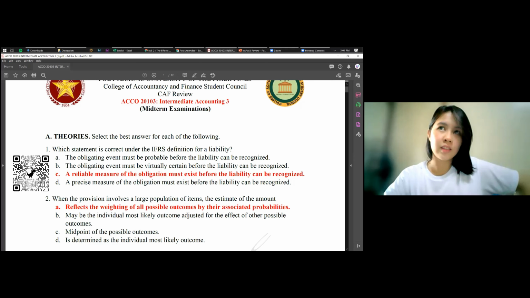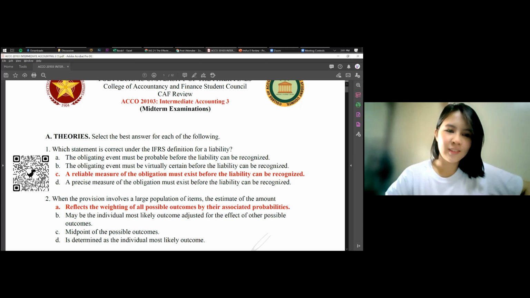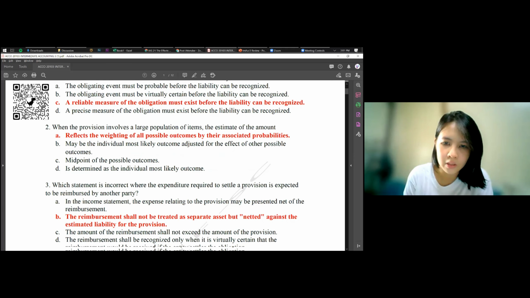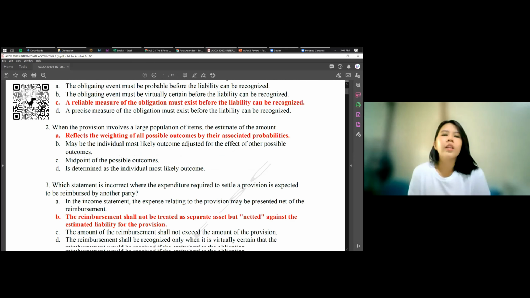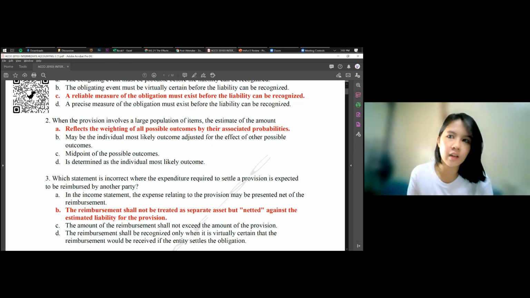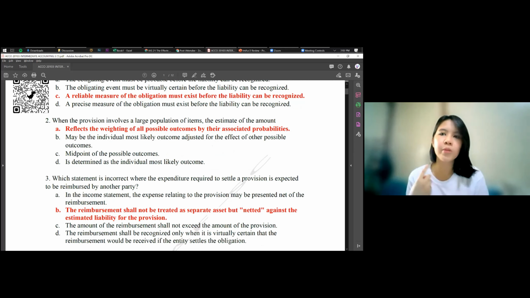So that is called the expected value or the best estimate, diba? So yeah. 3, which statement is correct where the expenditure required to settle a provision is expected to be reimbursed by another party. So A, in the income statement, the expense relating to the provision may be presented net of the reimbursement, which is correct. It is in the standards that in P&L, pwede mo siya i-net. Next, the reimbursement shall not be treated as separate asset but netted against estimated liability for the provisions.